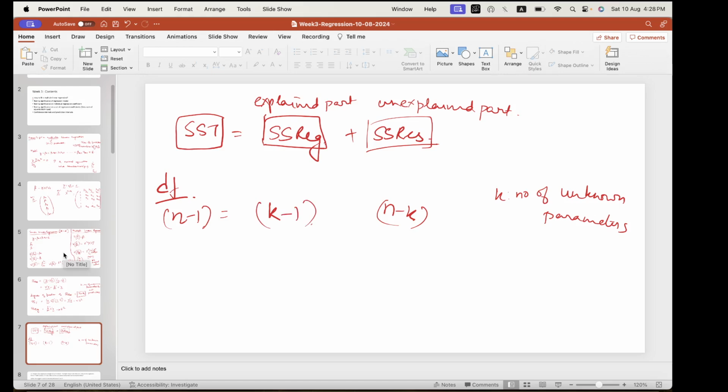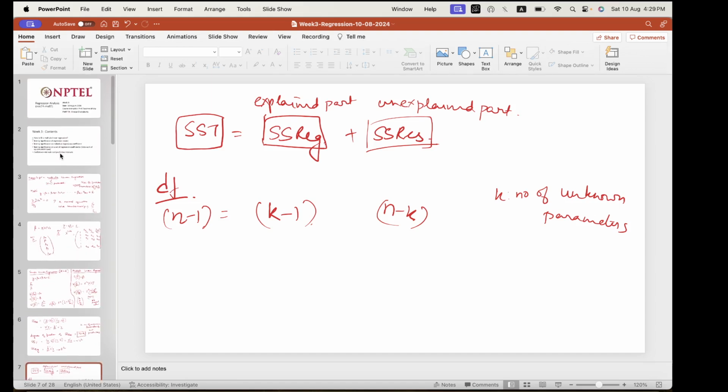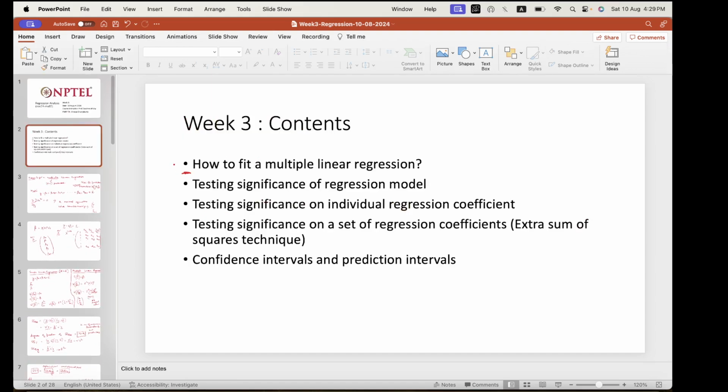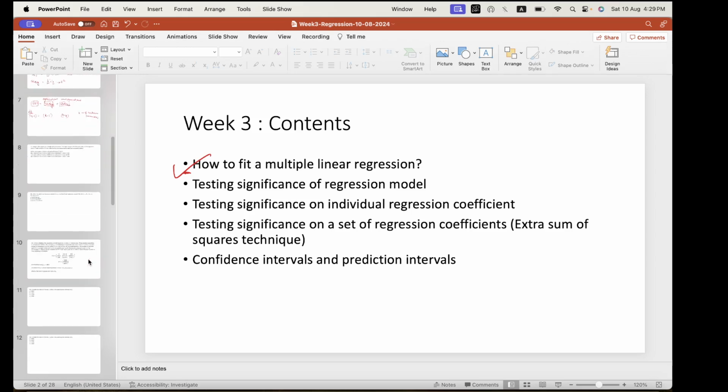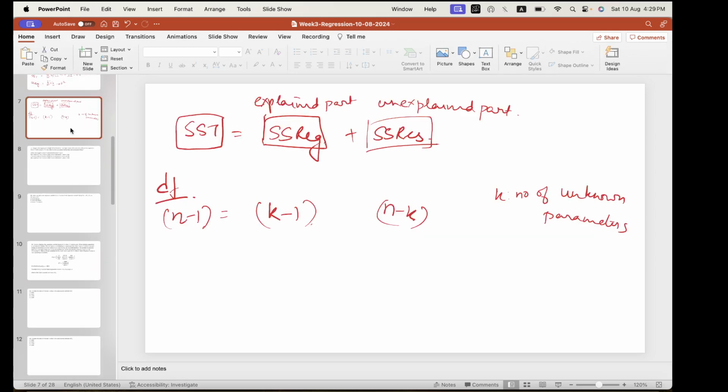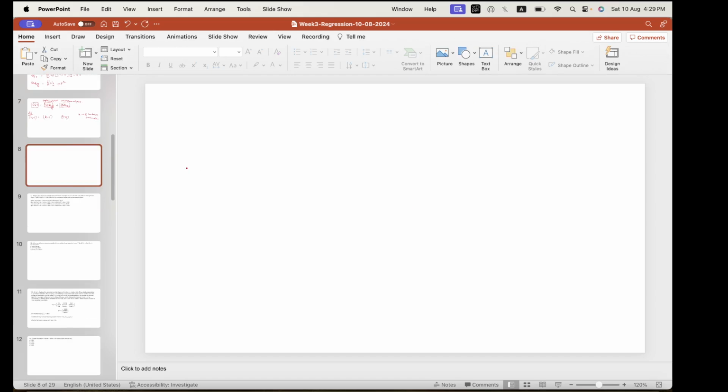Alright, so these things we learned about how to fit a regression, multiple linear regression model. The next thing, so this is something which we have learned. Now the second thing is testing significance of regression model.